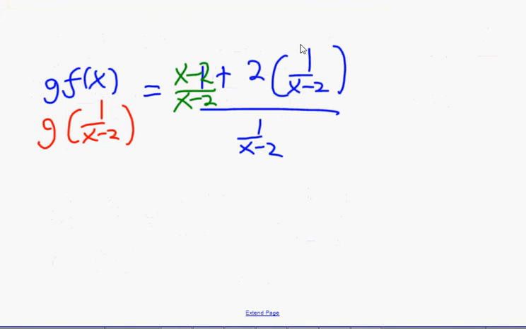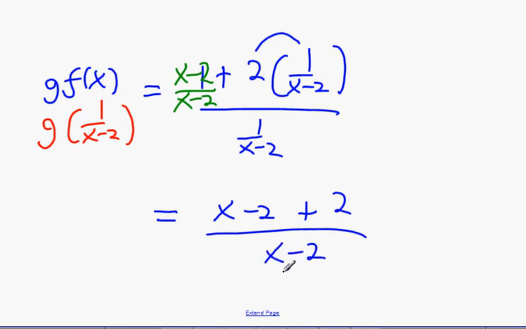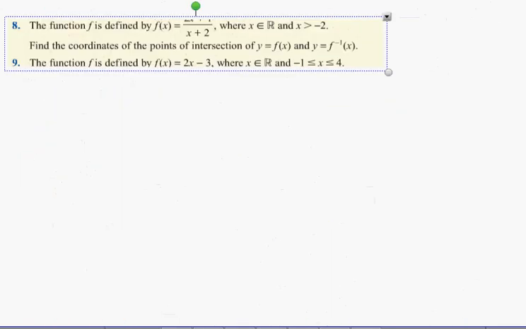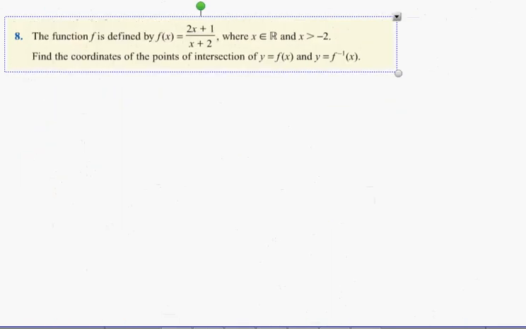Now look at this. It's going to be x minus 2 plus 2 all over x minus 2. And on the bottom, I'm going to bring the bottom to the top, turn it upside down, and I'm going to get x minus 2 over 1. Cancel and cancel, cancel and cancel. Answer is x. No bother. Right, moving on. Number 8.